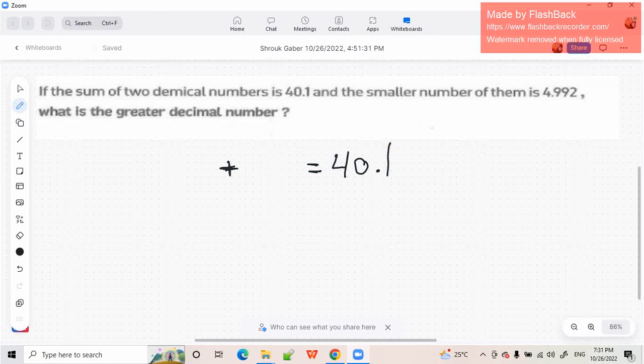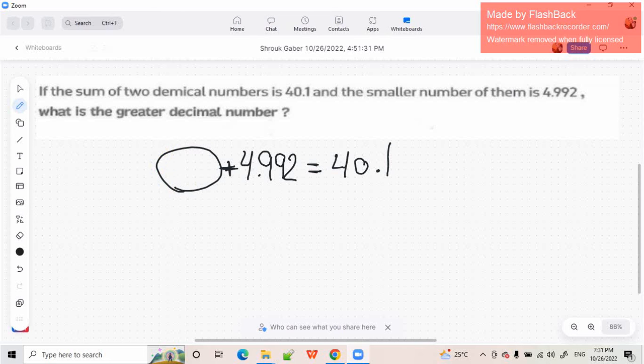And the smaller number, we know we have the first number and the second number. The smaller number is 4 and 992. What is the greater decimal? Here I have a missing number. How can I find it?